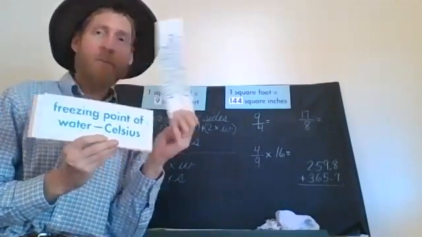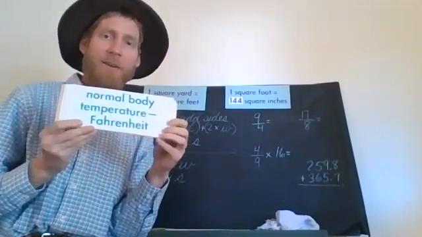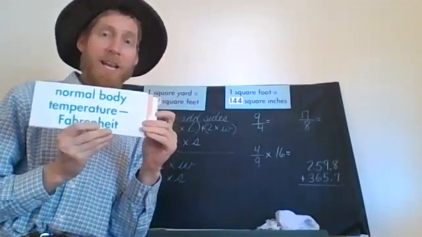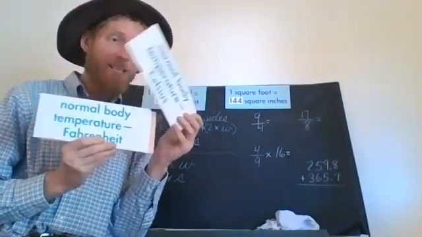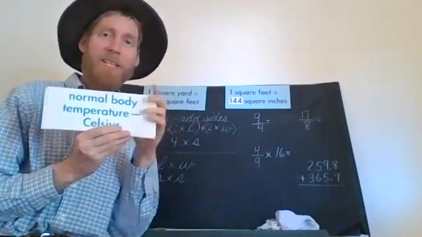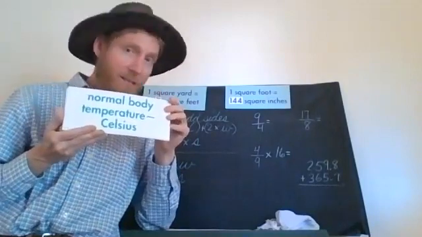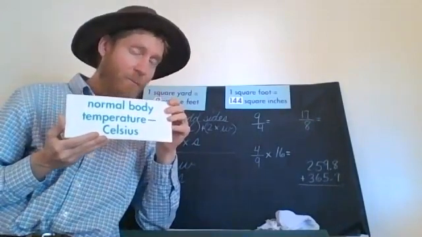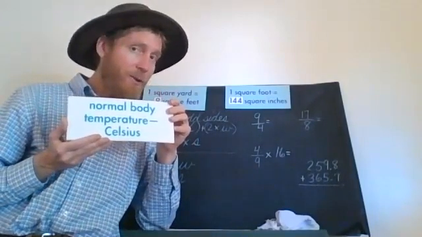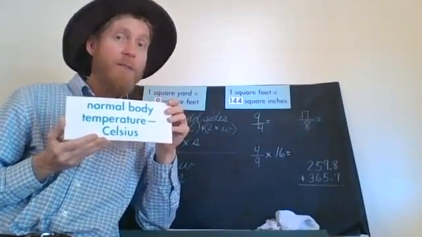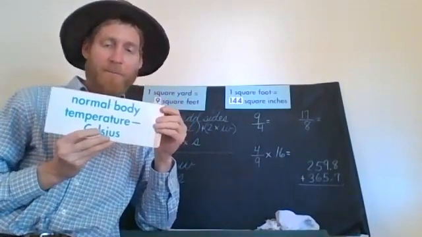What about the normal body temperature Fahrenheit? 98.6, did you say it? And what about the normal body temperature on the Celsius scale? What is it? 37, that's an odd number on that one, but 37 degrees.